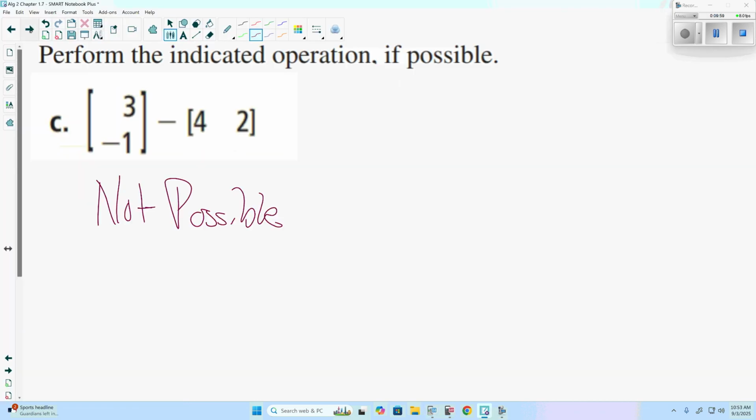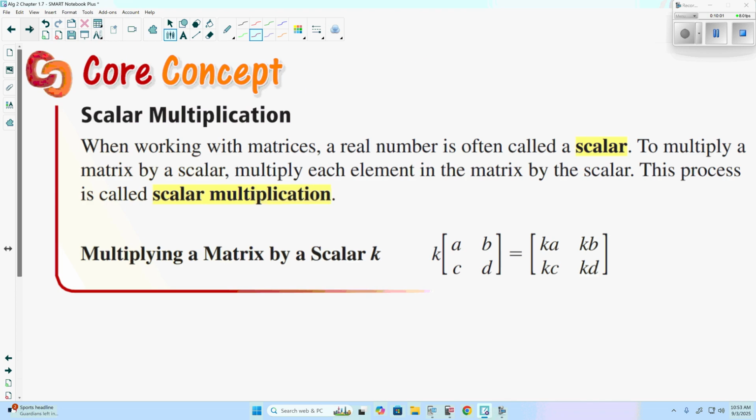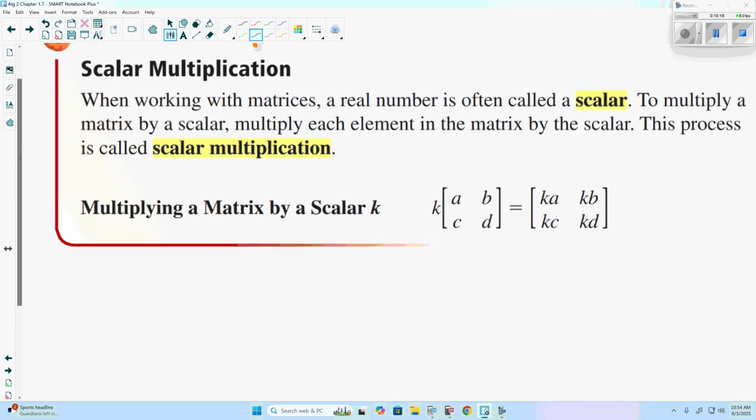Scalar multiplication is our next bit. When we scale something, we either make it bigger or make it smaller, because scale models are a scaled down version of whatever the model is. So to scale something, we take whatever the scalar is and multiply it by each element in the matrix.